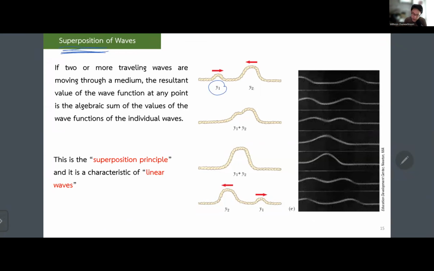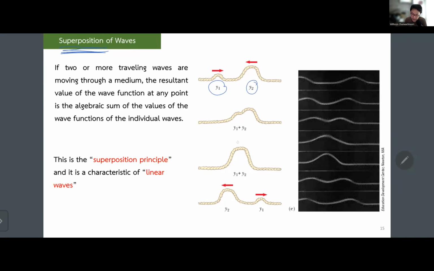And then you have another wave coming in, okay? Right now it's on a string, so it's one-dimensional. So you only have two directions to move. It's either left or right. And let's say y1 is moving to your right, y2 is moving to your left, and then eventually they're going to meet at some point. So the question is, what happens when they actually meet?